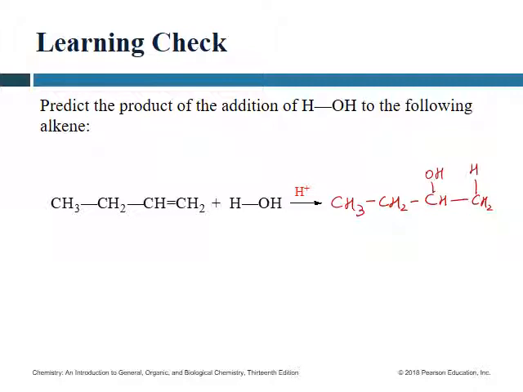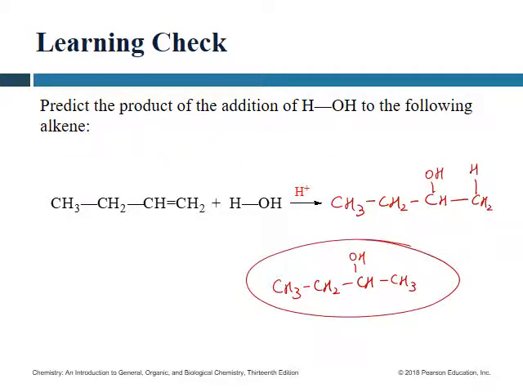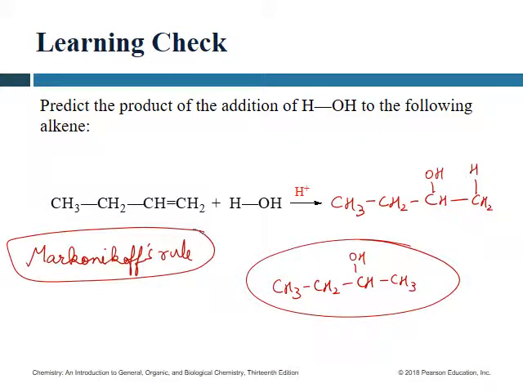So you could write this as CH3, CH2, CH, OH, CH3. So that is your final product that is produced from this reaction. And how did we figure this out? We figured this out by using Markovnikov's rule. This is a rule that tells us where the hydrogen goes and where the hydroxyl goes. Okay.